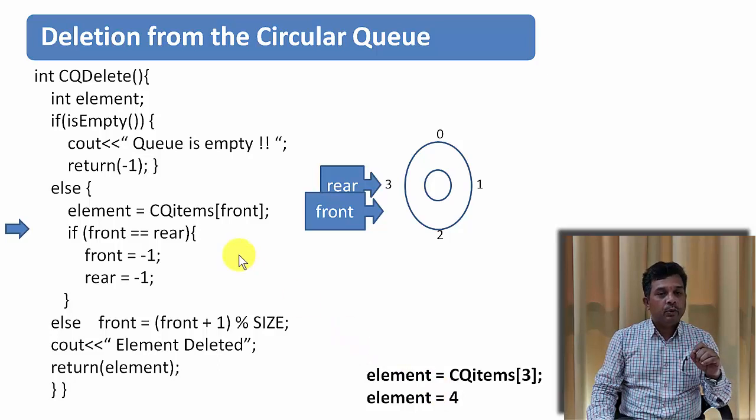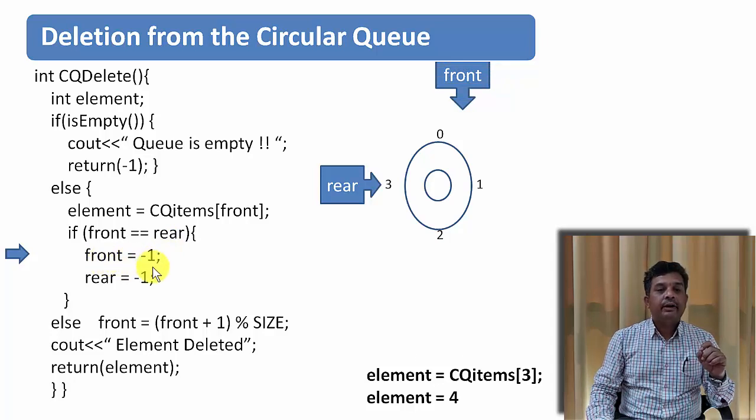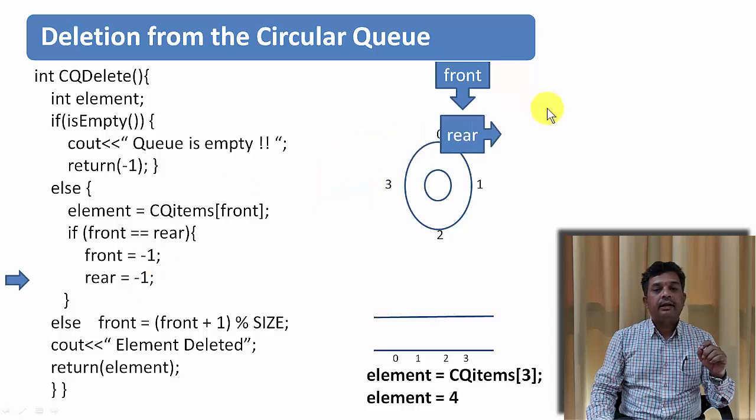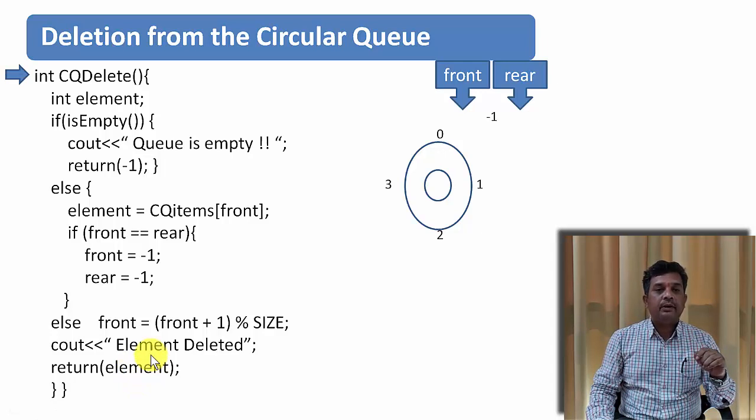that is element 4. Now if condition is true, rear equal to front. So front equal to -1 and rear equal to -1. Front and rear is placed by -1. And again we'll come to the else part and we'll write the element is deleted and we'll return the value.